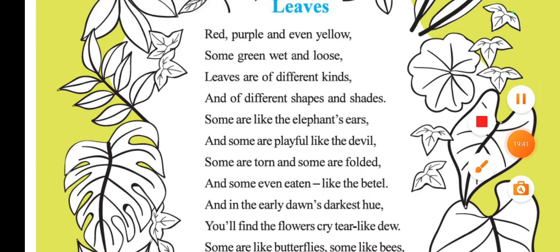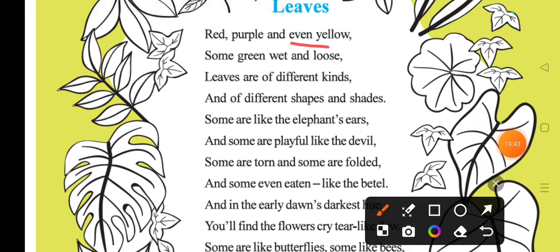Red, purple, and even yellow, some green, wet and loose, leaves of different kinds and different shapes and shades. Yes, children, here the poet is saying about the color of leaves, that there are different shades and different shapes of leaves. Okay.